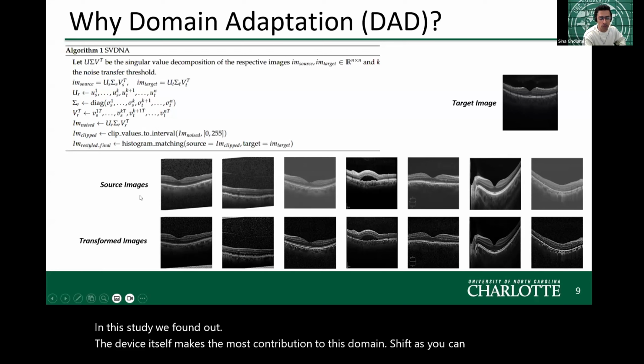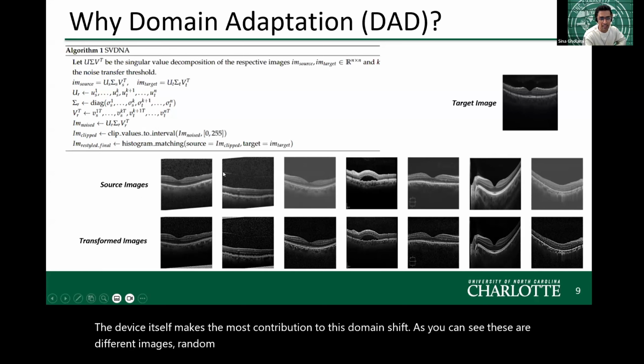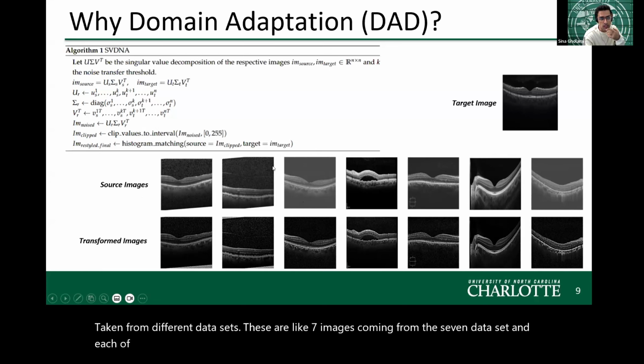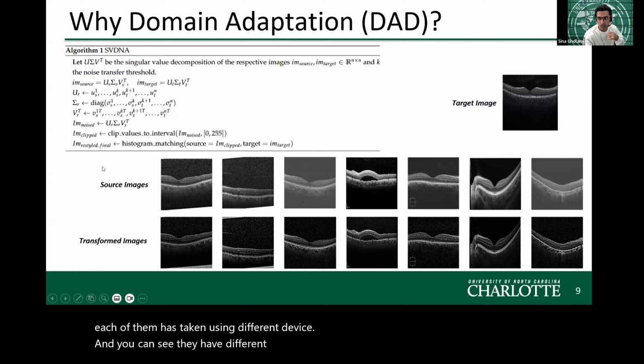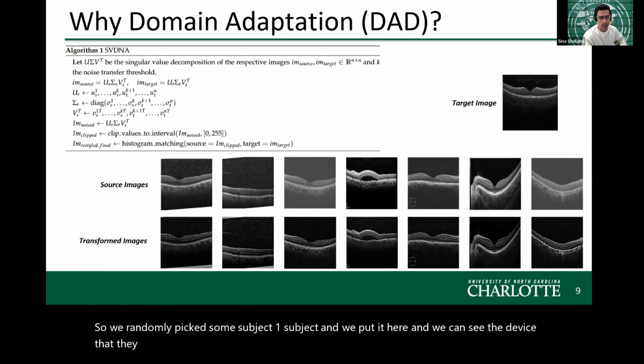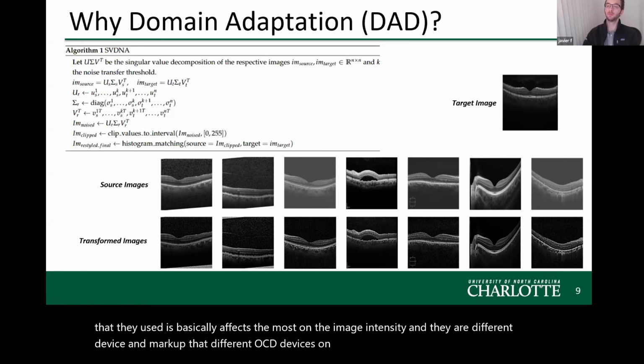As you can see, these are different images, random images taken from different data sets. These are 7 images coming from these 7 data sets, and each of them was taken using a different device. And you can see they have different image intensity. So we randomly picked one subject and put it here, and you can see the device they used basically affects the image intensity the most. And there are different OCT devices on the market. Okay, interesting.